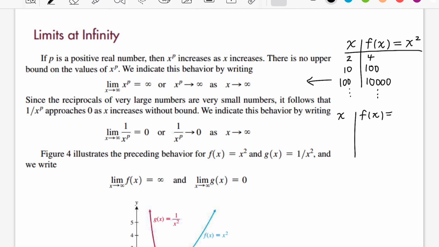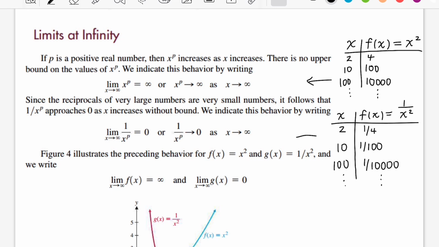Here f of x is equal to 1 over x squared. Now let's again just plug in the same numbers. Let's do 2, 10, and 100. So if we were to plug in 2 for x, we get 1 over 4. Then if we were to plug in 10, we get 1 over 100, which is significantly smaller than 1 over 4. And if we were to plug in 100, we would get 1 over 10,000. So repeating this, the number is getting smaller and smaller and closer to 0.